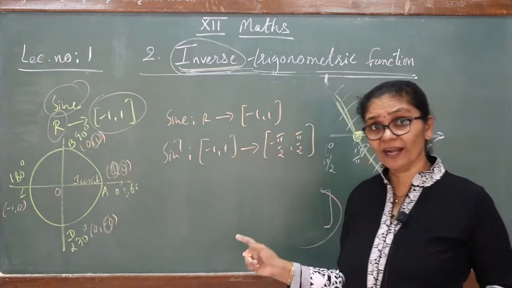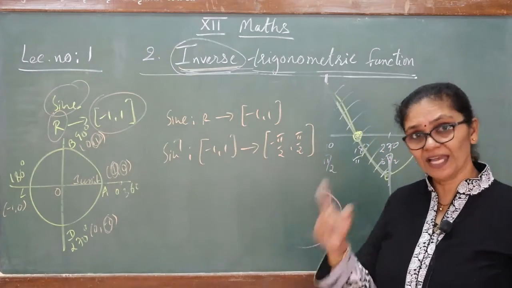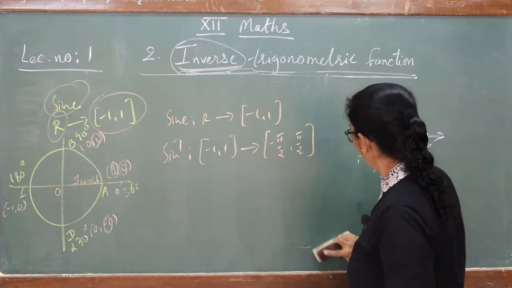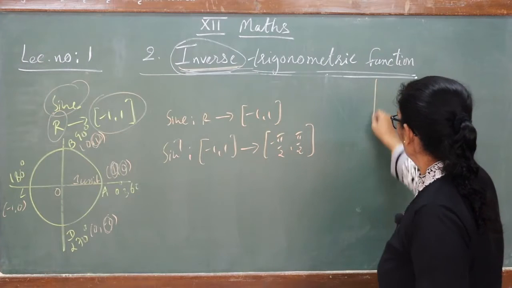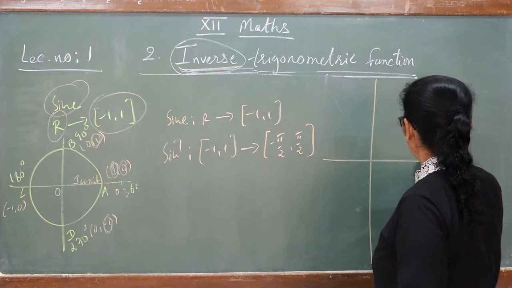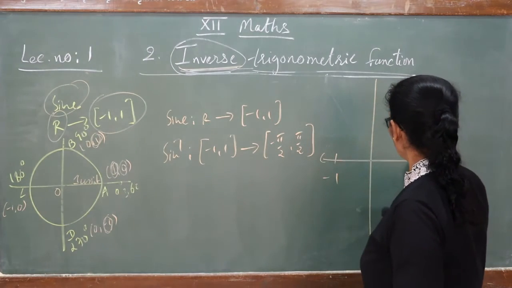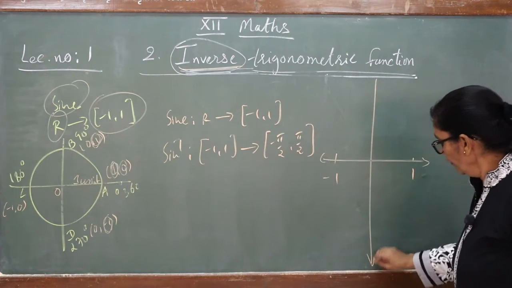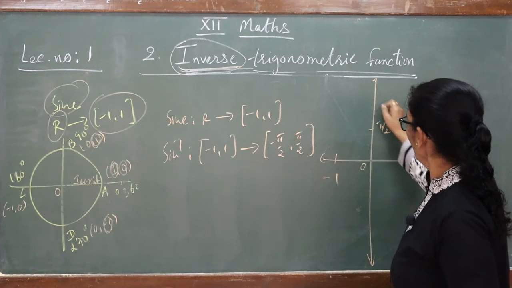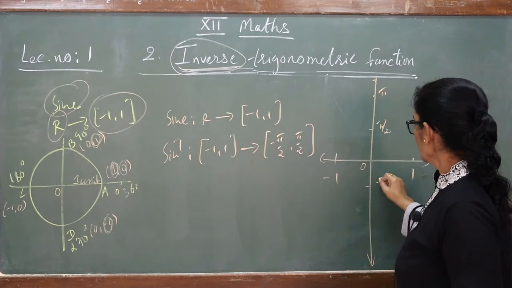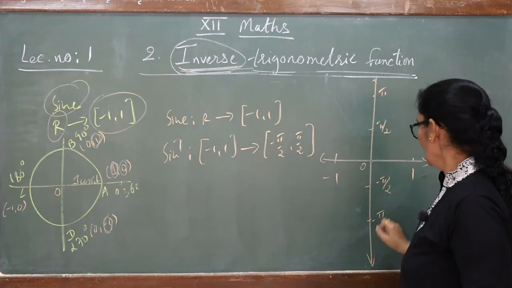First I have drawn the graph, that is your sine graph. Now we will draw the graph for sine inverse. It is the same only, domain became range, range became domain. So only a little bit change, that graph will be vertical this way. And now if this is 0, then this one is pi by 2, this one is pi, this is minus pi by 2 and this is minus pi.